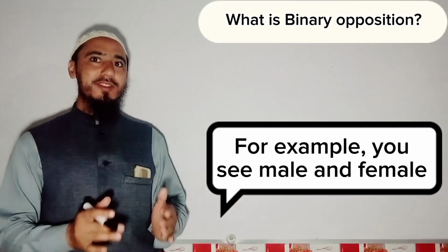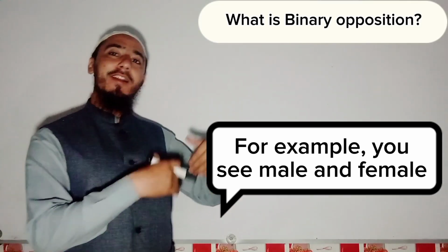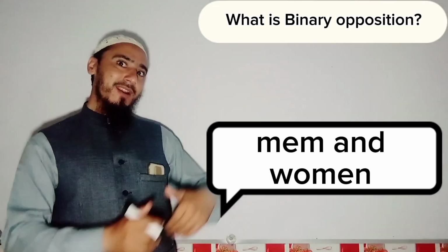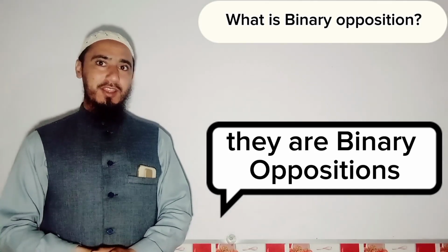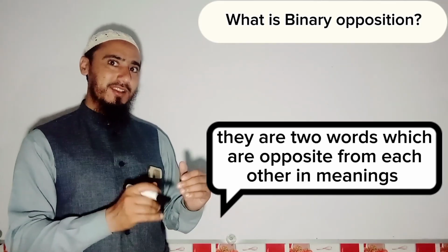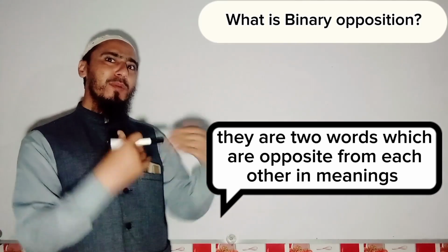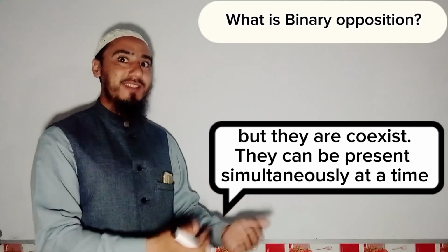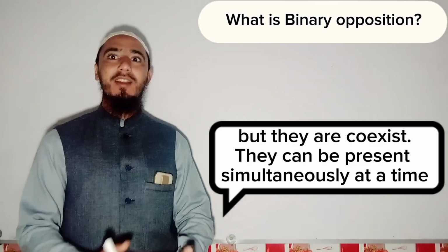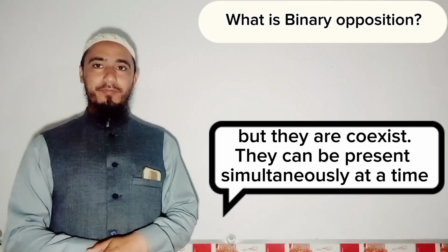For example, you see male and female, men and women, they are binary opposition. They are two words which are opposite from each other in meaning, but they coexist. They can be present simultaneously at a time.